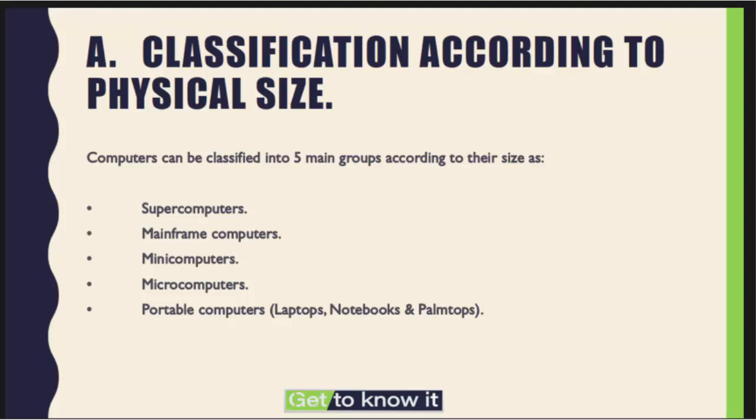Classification according to physical size. Computers can be classified into five main groups according to their physical size. That is supercomputers, mainframe computers, mini computers, microcomputers, and portable computers, that is laptops, notebooks, and palmtops. We'll start with supercomputers.